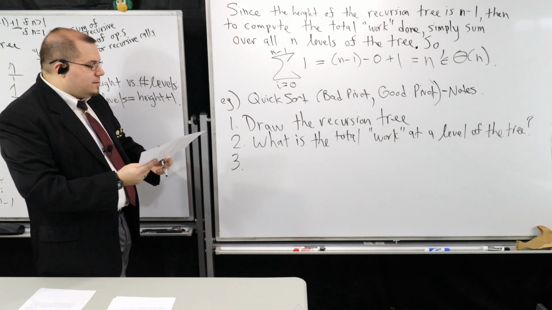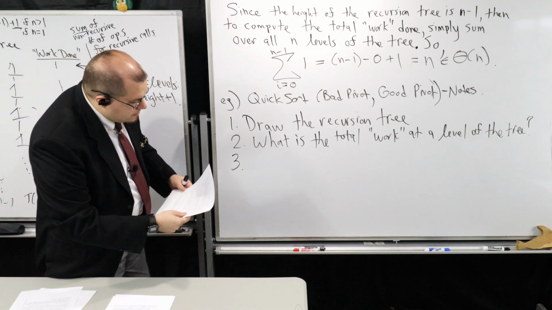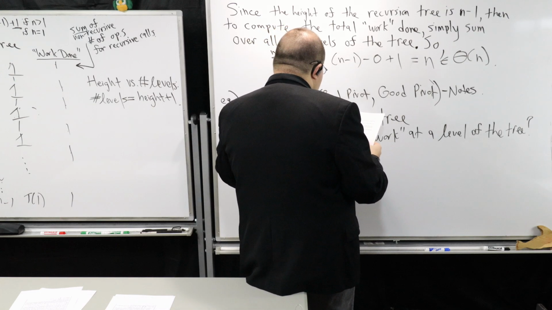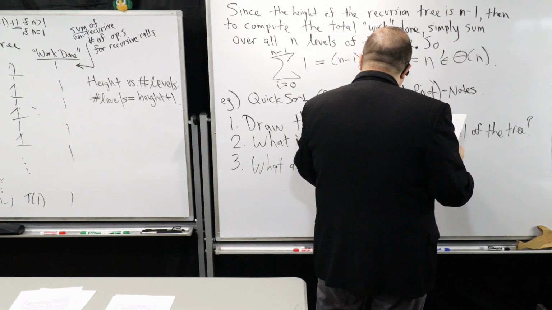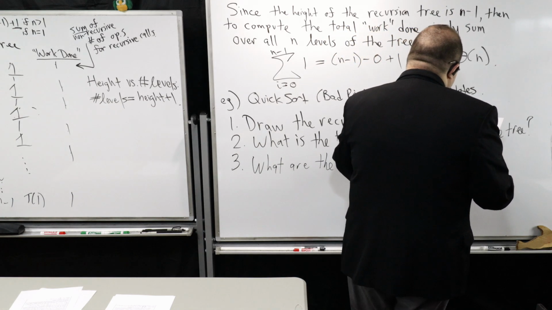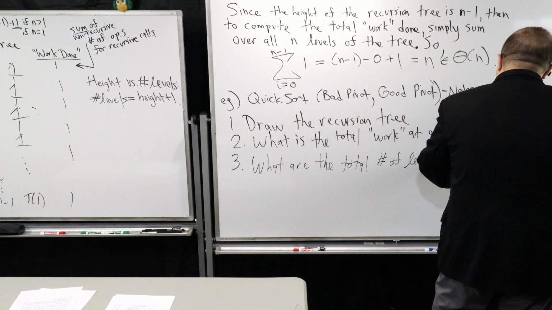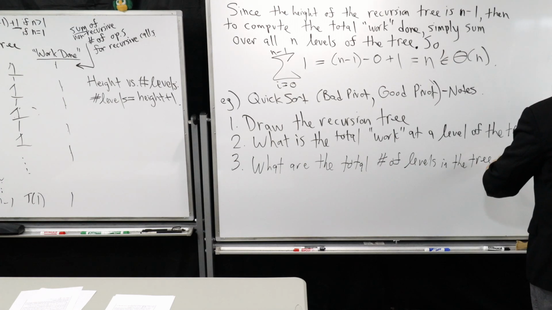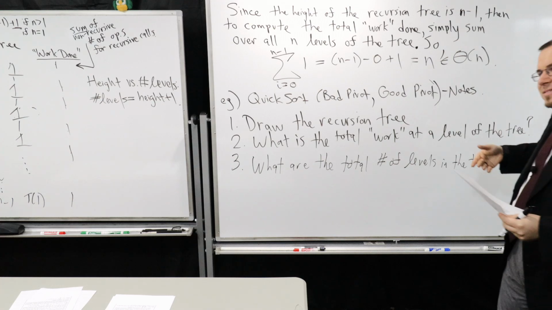Another thing I want to make sure of, so what we did here: the question is, what are the total number of levels in the tree? You don't necessarily have to do them in this order, but it's rather helpful to do so. If you address these, you're going to eventually end up with some sum that my goal is to simplify.